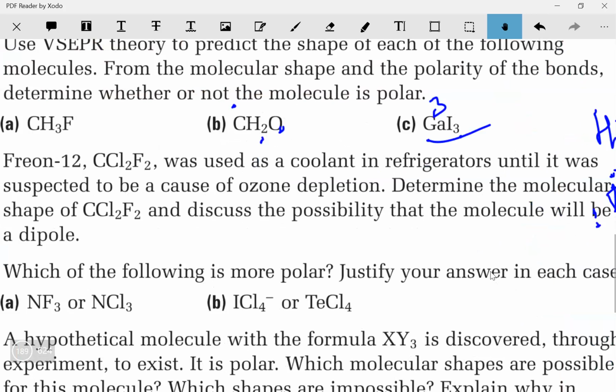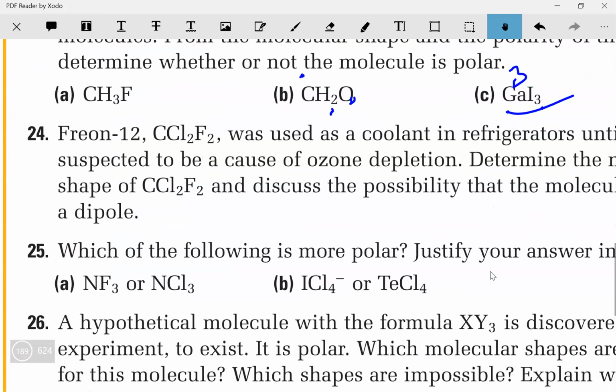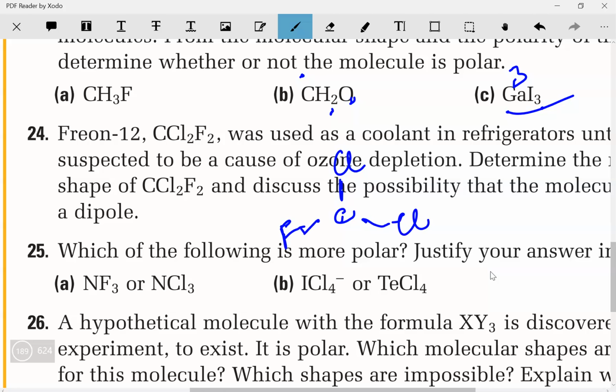CCl2F2. So C, Cl, Cl, F, F. This is a tetrahedral molecule. It will have a dipole because not all the substituents are the same. And that's it, basically.